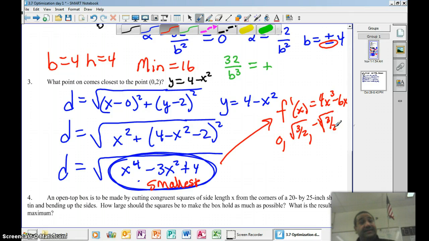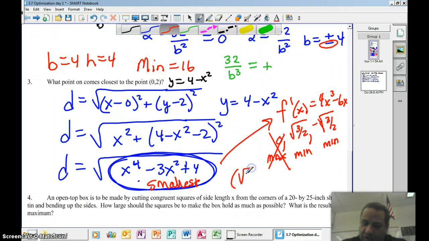When I set that equal to 0, you can factor and solve. You should know how to do that by now. So I find out that this comes out to be a max, this a min, and this a min if I put it back in the original equation. I don't care about the max. I want the smallest numbers. So the two smallest are the square root of 3 halves, comma, 5 halves, and negative square root of 3 halves, comma, 5 halves.